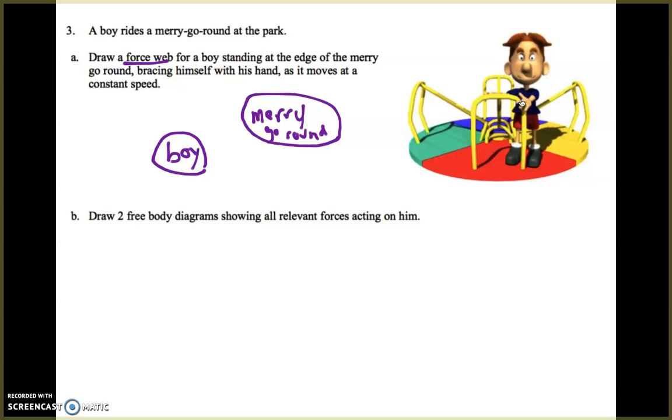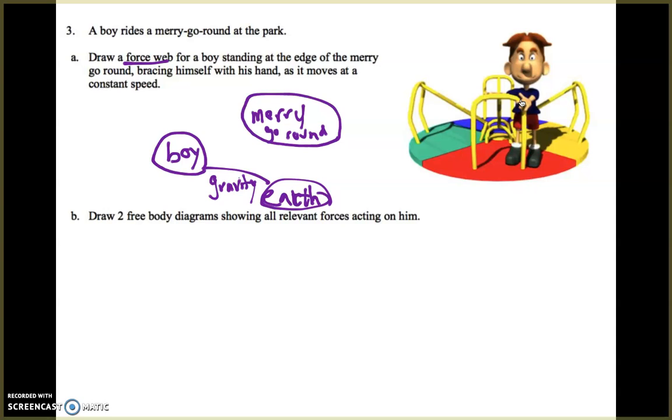Kind of funny. So we've got the boy, we've got the merry-go-round, and then you want to think about what are the other objects that are important? Well, we're on Earth, so the Earth. I'm going to add that one in. So boy and the Earth, that's going to be gravity.